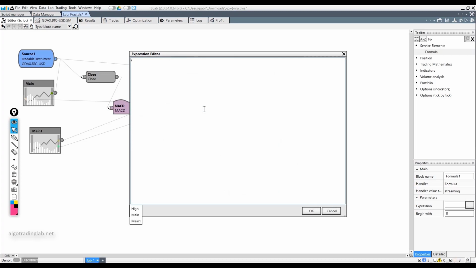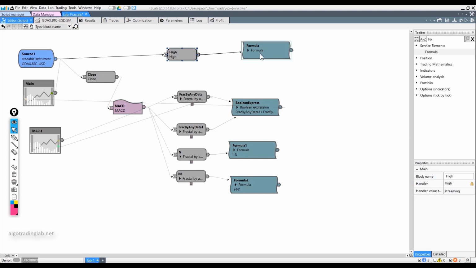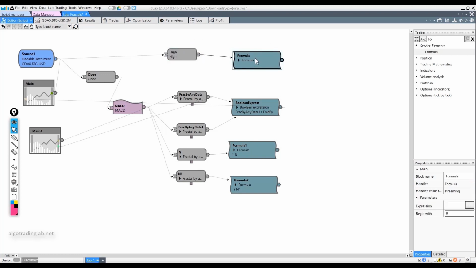Our expression will be I, which is our current bar value, minus n. Okay, then within that formula block, we will write I minus n1. We now know how many bars have passed since the formation of the peaks. Now we can write a condition in the logical formula.